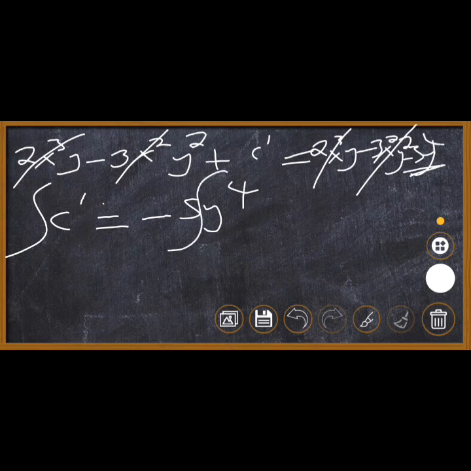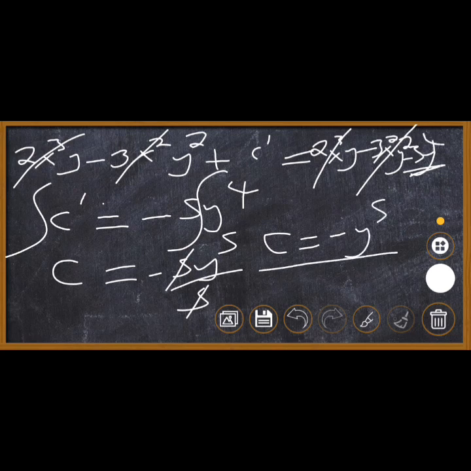So after we integrate c prime, we are going to have c equals to, after we integrate this, negative 5y. When we add 1 to the power, we are going to have 5 divided by the same power, 5. So this and this will cancel. So this implies that our c now equals negative y power 5. So this is our value of the constant c.